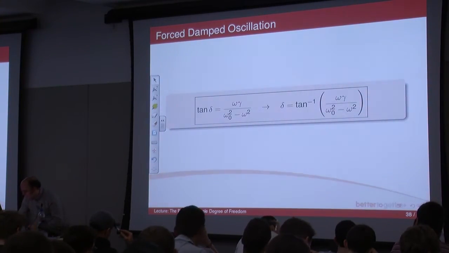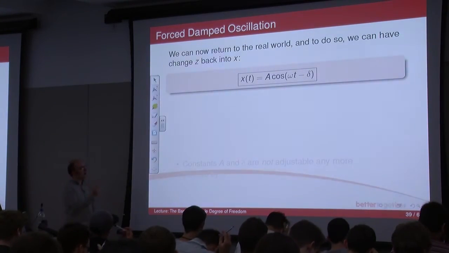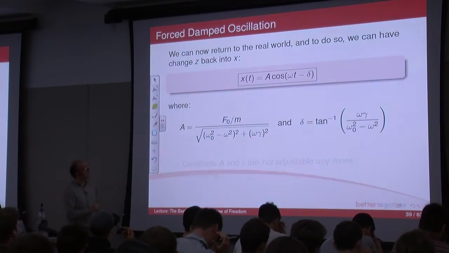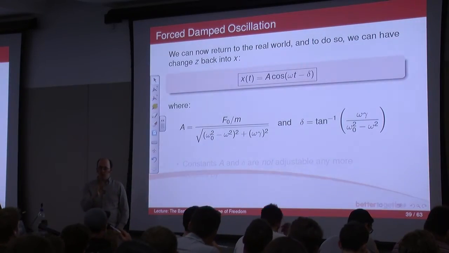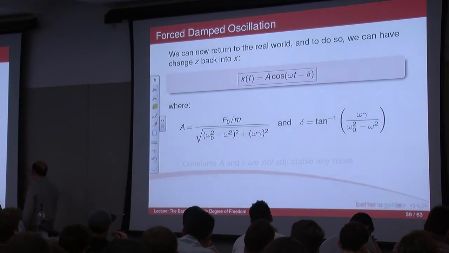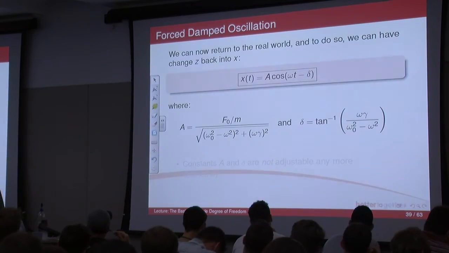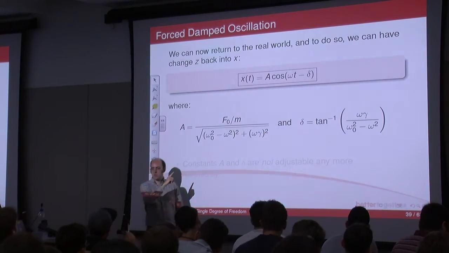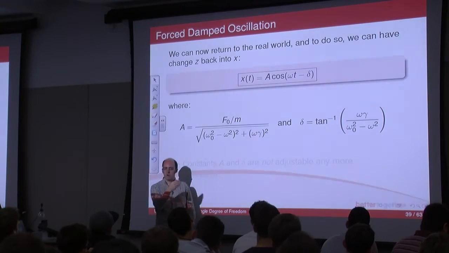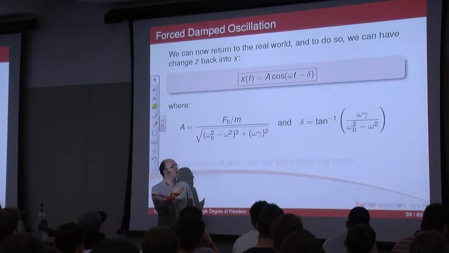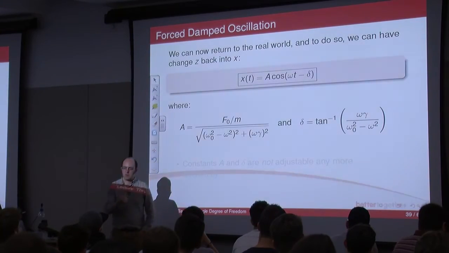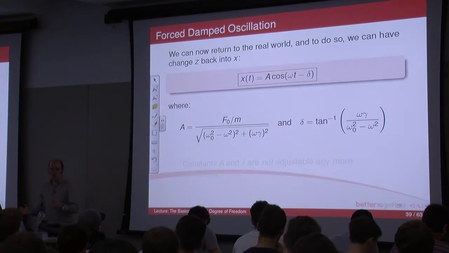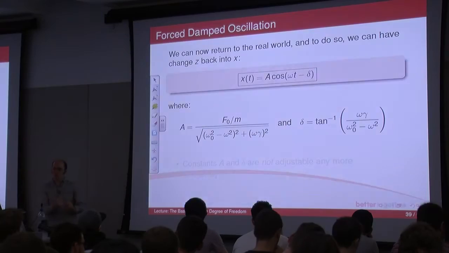And obviously, you can return to the real world. We know what A is, and we know what delta is. They're defined there. So that is the equation for a forced oscillation system with damping. And that A cosine omega t minus delta is almost 100% equivalent to the case where you've got no damping. Again, the system will oscillate at the frequency at which you're driving it. It doesn't matter what it wants to do, you're driving it at a certain frequency. If you're strong enough, it will go at that frequency.